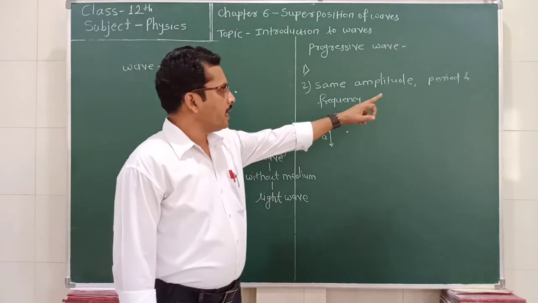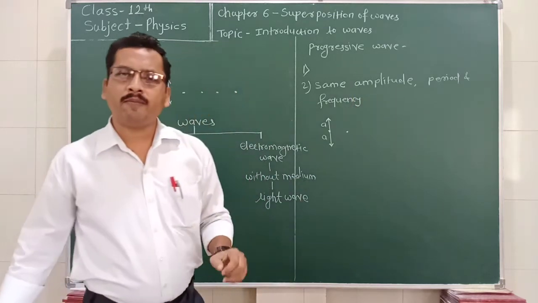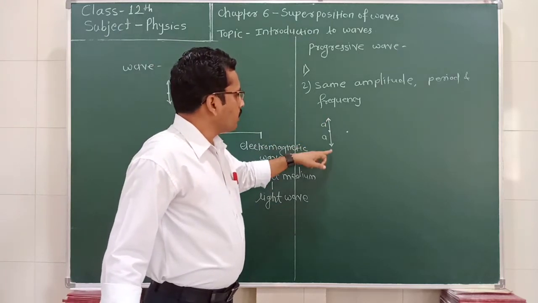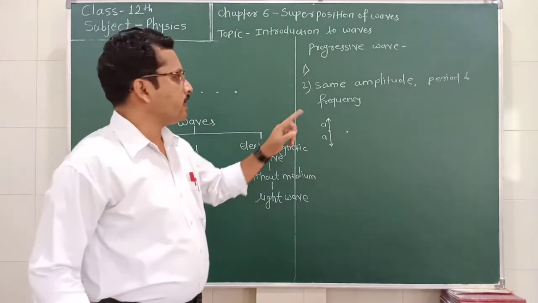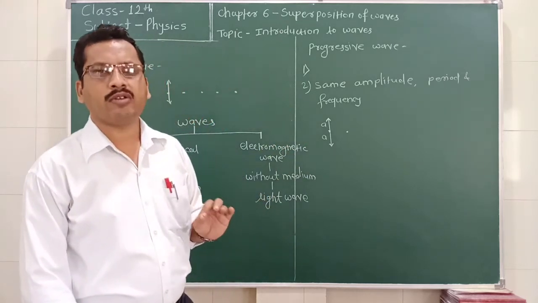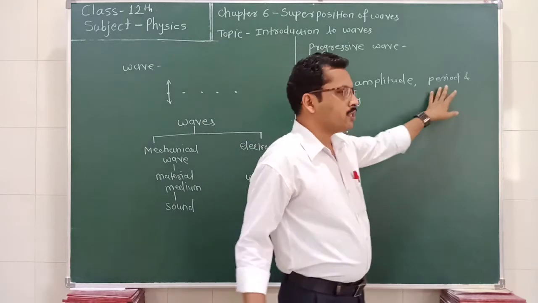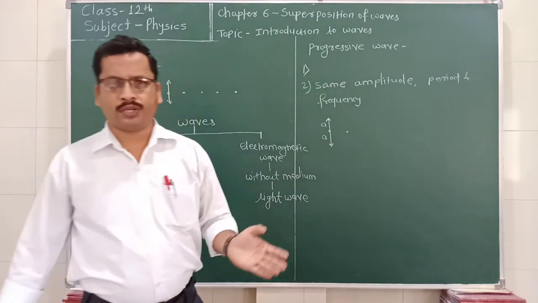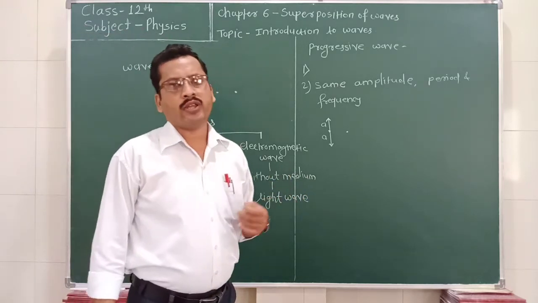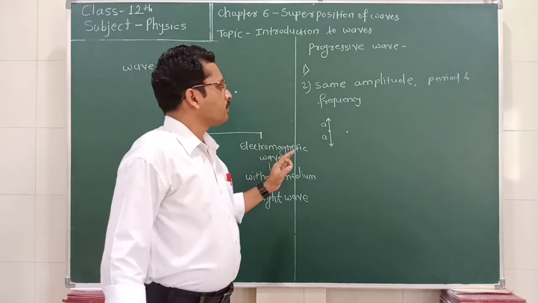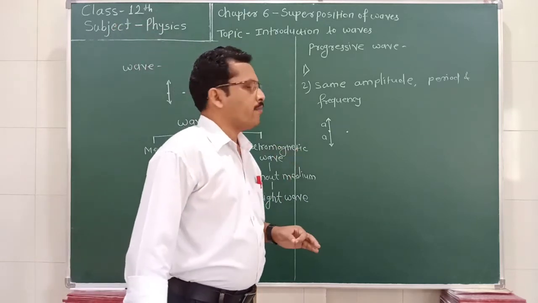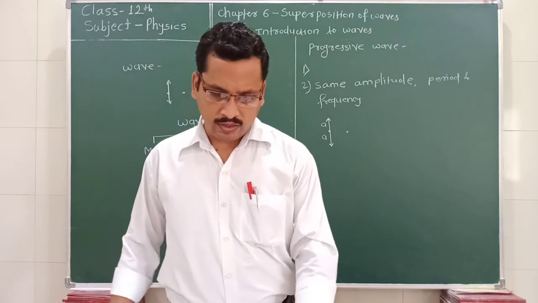Now, it has the same period. Same period means the time required to complete one vibration. To complete one vibration, this time is called the time period. Everywhere during the progressive wave, the time period remains constant. As the time period remains constant, its frequency also remains constant. What is the frequency? Frequency is the number of vibrations completed in 1 second. So these three terms, amplitude, period and frequency, remain constant in the case of progressive waves. We are moving towards the third property.